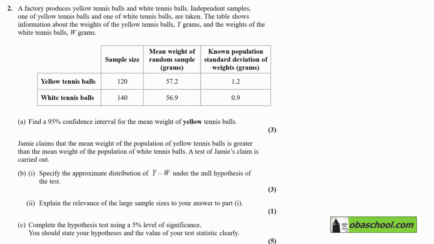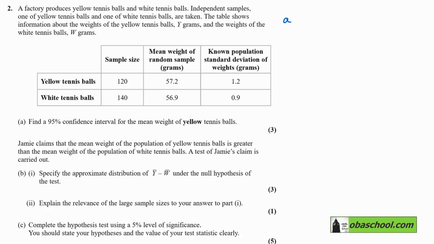A factory produces yellow tennis balls and white tennis balls. Independent samples, one of yellow tennis balls and one of white tennis balls, are taken. The table shows information about the weights of the yellow tennis balls, Y grams, and the weights of the white tennis balls, W grams. And we can see all of that in the table.